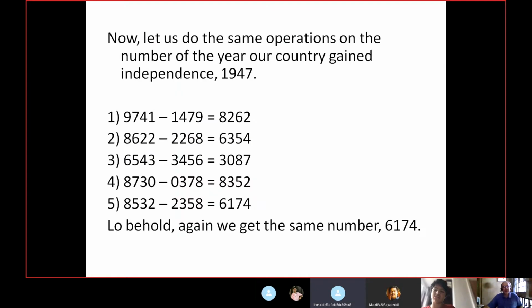Now try it again. India gained independence in 1947. So try out the same operation on 1947, and you should again get 6174. So do it for 1947, and after doing that, take any four-digit number of your choice and apply the same operation.